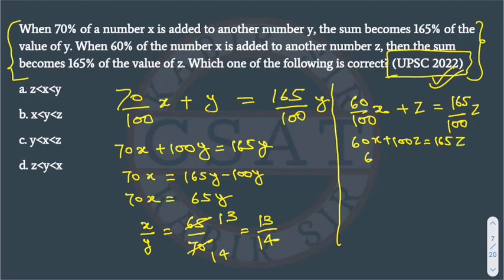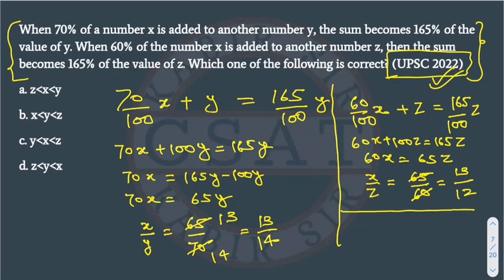So it will be 60x. We will move 100z to the right hand side and subtract it, then it will become 65z. Then x upon z will become 65 upon 60. We can cut them by 5, right? So it will become 13 by 12.